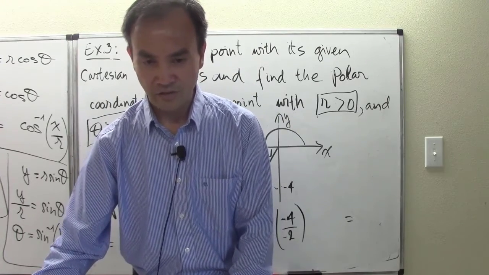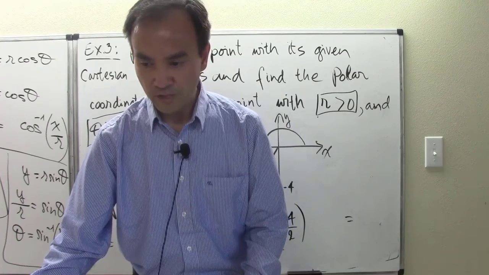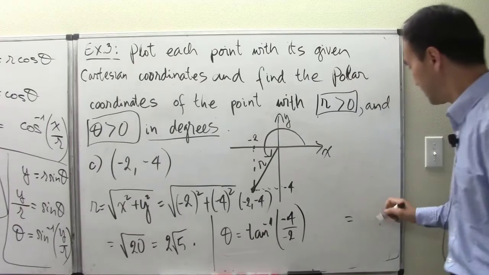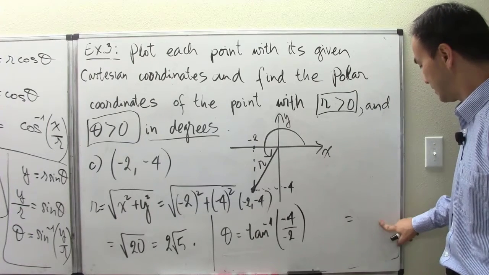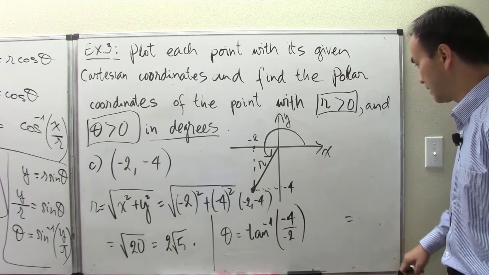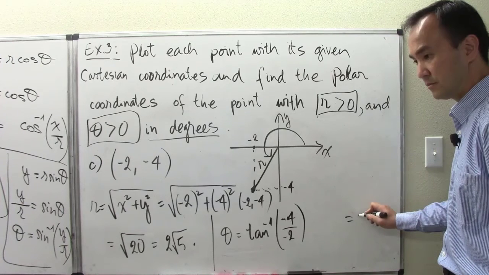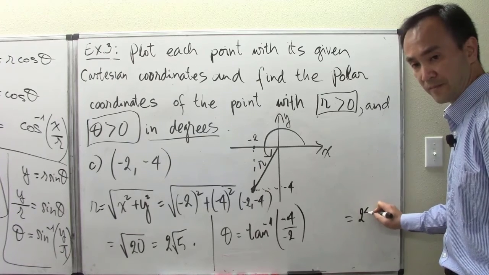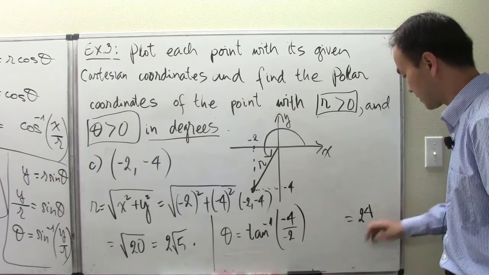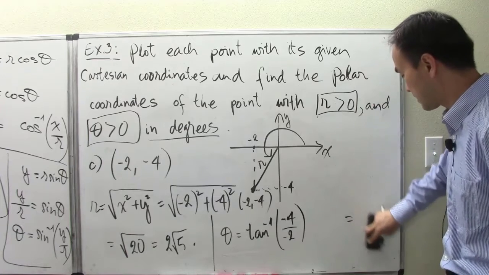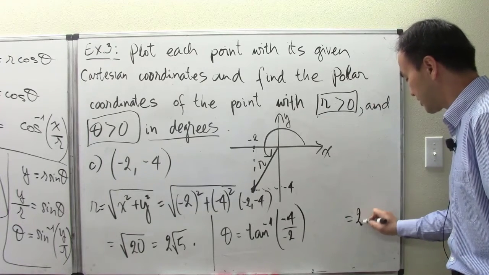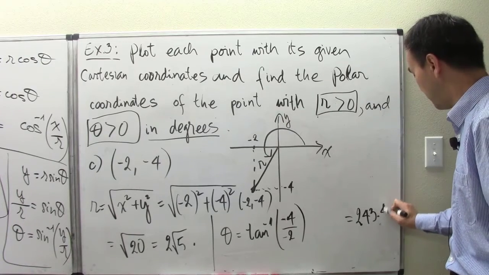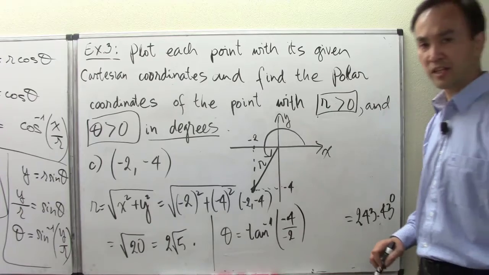All right, so tangent inverse of -4 over -2 is going to give me, in degrees, a positive 243.43 degrees. All right, so let's check for consistency.